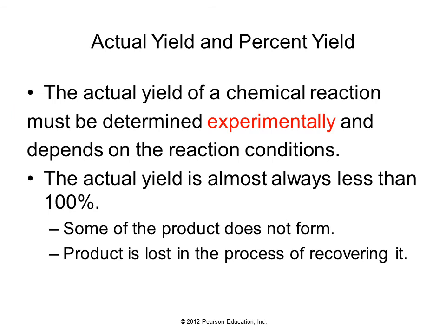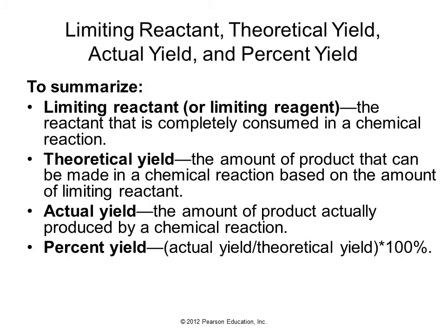Let us consider a concept called yield. Actual yield and percent yield. The actual yield of a chemical reaction is determined experimentally. You actually weigh the amount of product that you get. And this depends on the reaction conditions. The actual yield is almost always less than 100% because some of the product doesn't form or the product is lost in recovering it, etc.